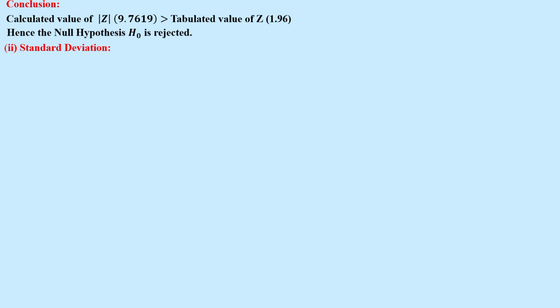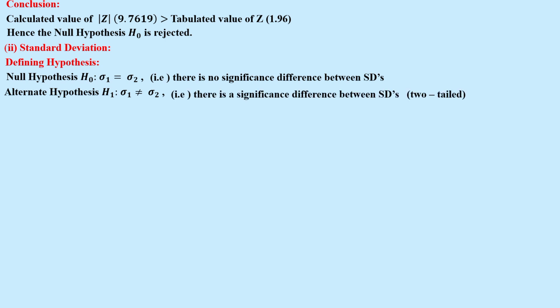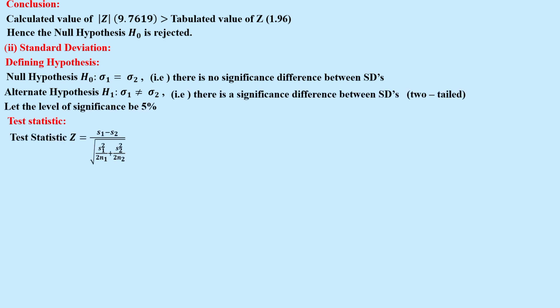Next we are going to see the standard deviation. Defining the hypothesis: there is no significant difference between the standard deviations. Alternate hypothesis, there is a significant difference between the standard deviations. So we are using two-tail, level of significance 5%. For the test statistic, we use the difference of two standard deviations formula: Z equal to s1 minus s2 by root of s1 square by 2n1 plus s2 square by 2n2. Substituting the values, 24 minus 28 by root of 24 square by 2 into 100 plus 28 square by 2 into 100, you will get minus 1.5339.